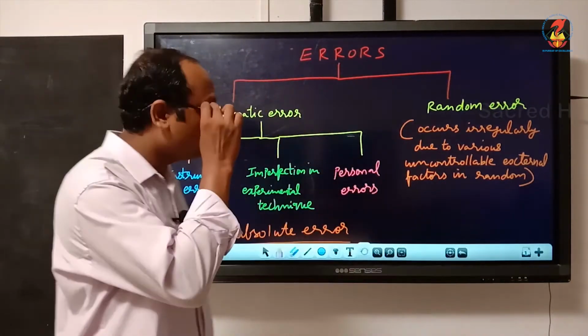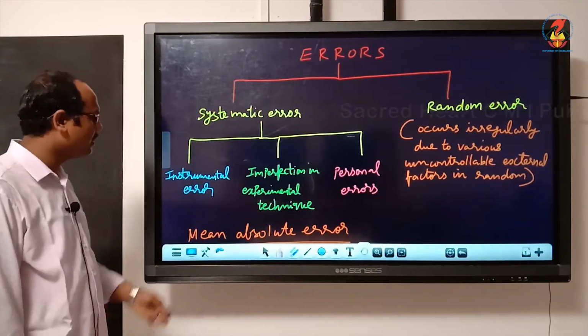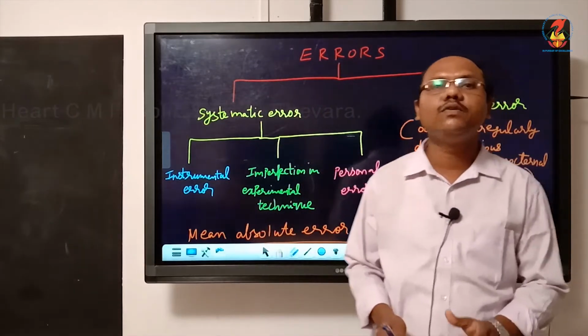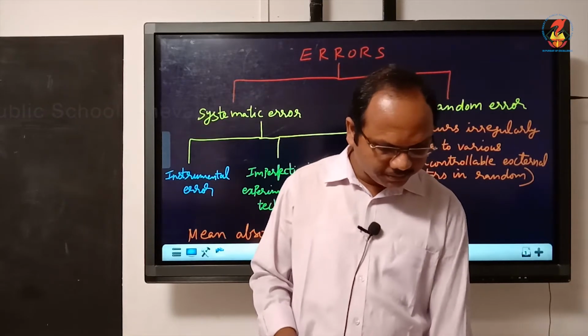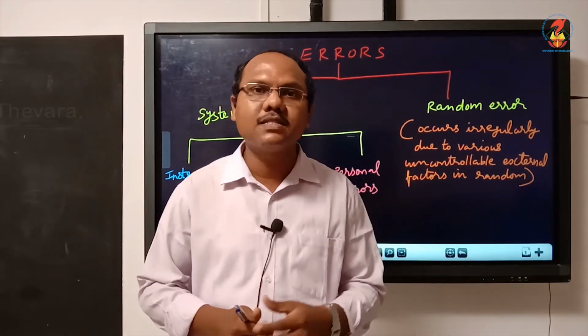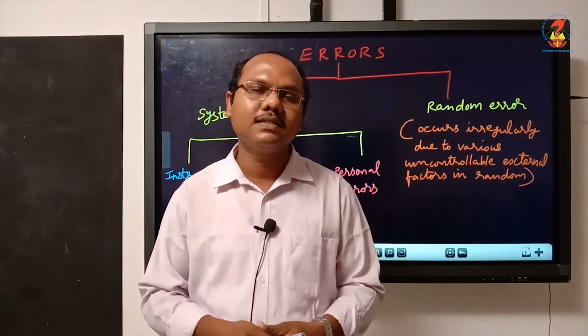Okay. Now, the systematic error can be due to three factors. The first is instrumental error. The second is imperfection in experimental technique. And the third one is personal error. So, what is instrumental error? The error due to the instruments that we are using. Say for example, when I use a meter scale, if the edge of the meter scale is worn out, then we won't get the correct reading.